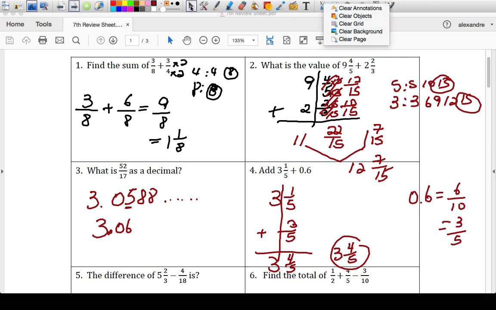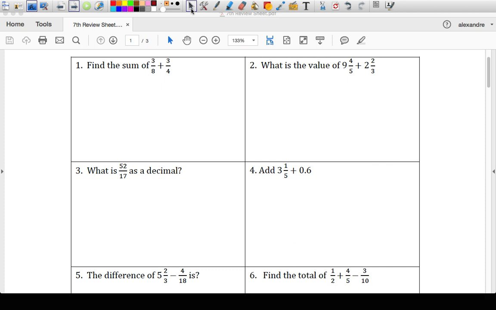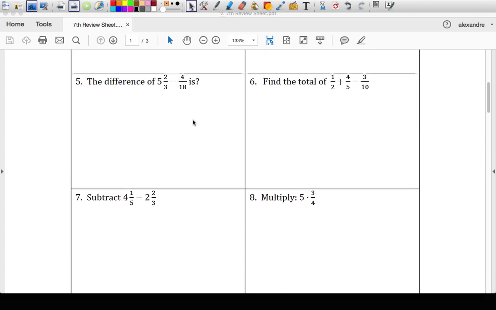Clear annotations. Just scroll down. So 5 and 6, what is the difference? I'm going for subtraction here. So it's 5 and 2/3 minus 4 over 18. Try this line in the middle. Well, actually, let's find the LCM for it.